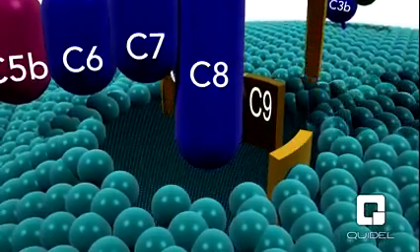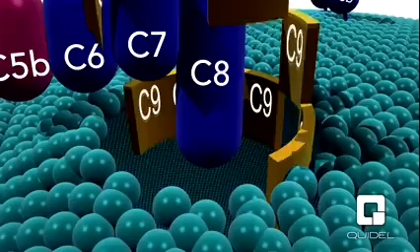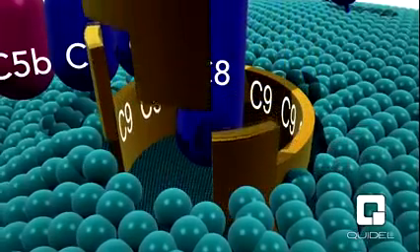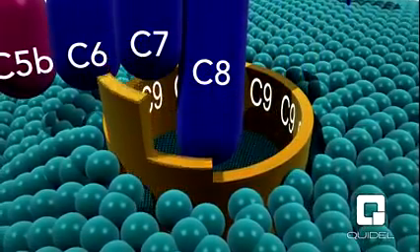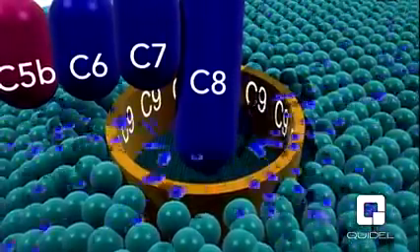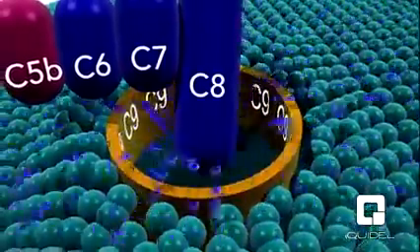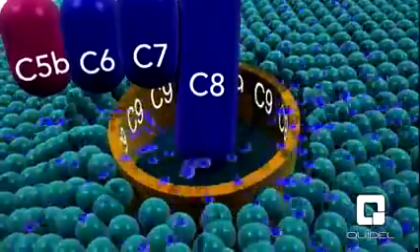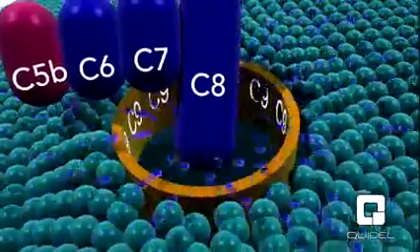Subsequently, C9 binds to C8, and this is followed by the binding of many additional C9 molecules, leading to the formation of a large pore in the cell membrane. The pore in the membrane is large enough to allow water, ions, and small molecules to enter the cell, leading to lysis.